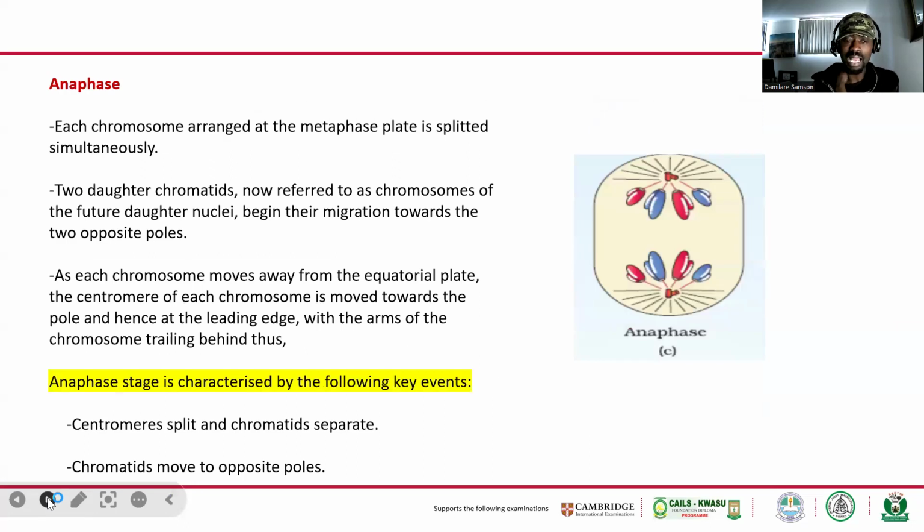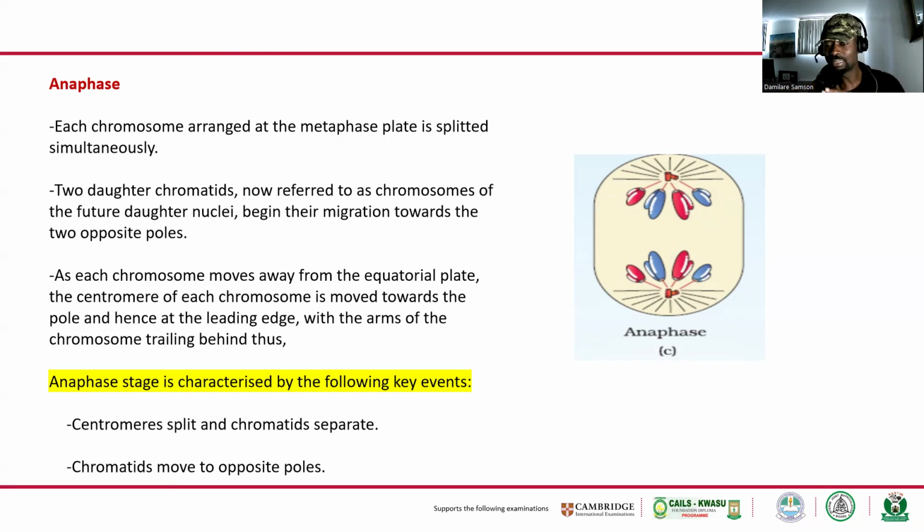And at anaphase here now, remember, chromosomes are at the equator. Then there is a need to divide them. So at anaphase, each chromosome arranged at the metaphase, at the center now, will split simultaneously into two daughter chromatids.